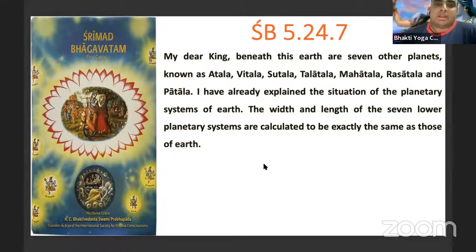Here Shukadeva Goswami explains, my dear king, beneath this earth are 7 other planets known as Atala, Vitala, Sutala, Talatala, Mahatala, Rasatala, and Patala. I have already explained the situation of the planetary systems of Earth. The width and length of the 7 lower planetary systems are calculated to be exactly the same as those of Earth. So beneath the Earth are these 7 planetary systems. So they are also known as the subterranean planets.